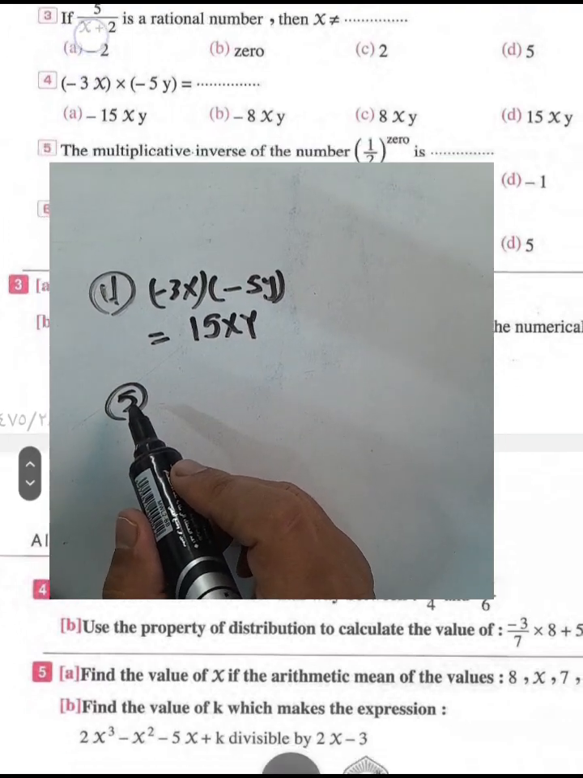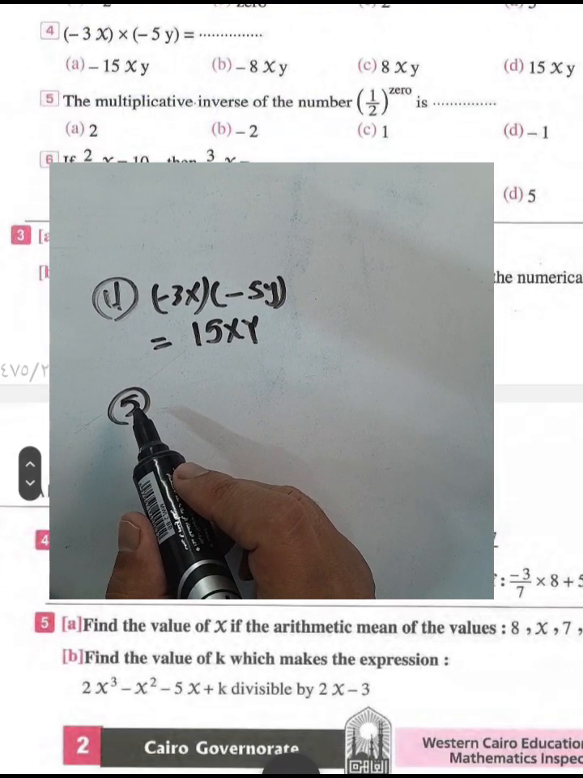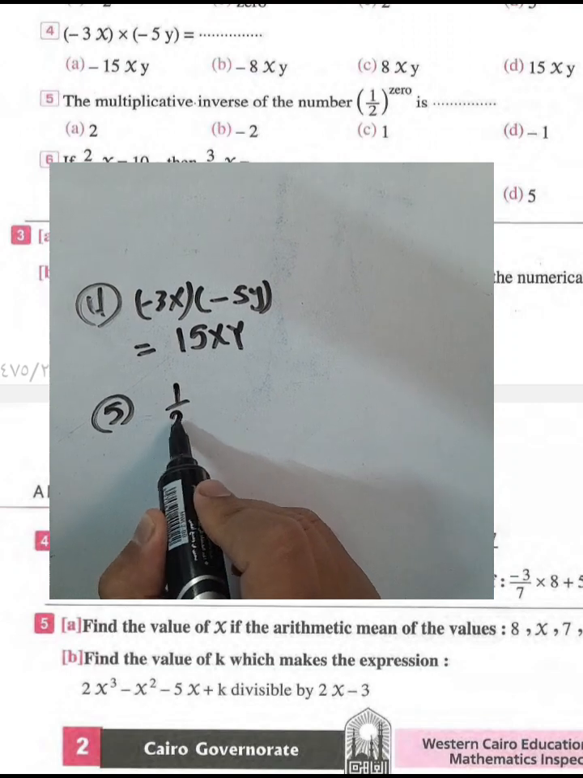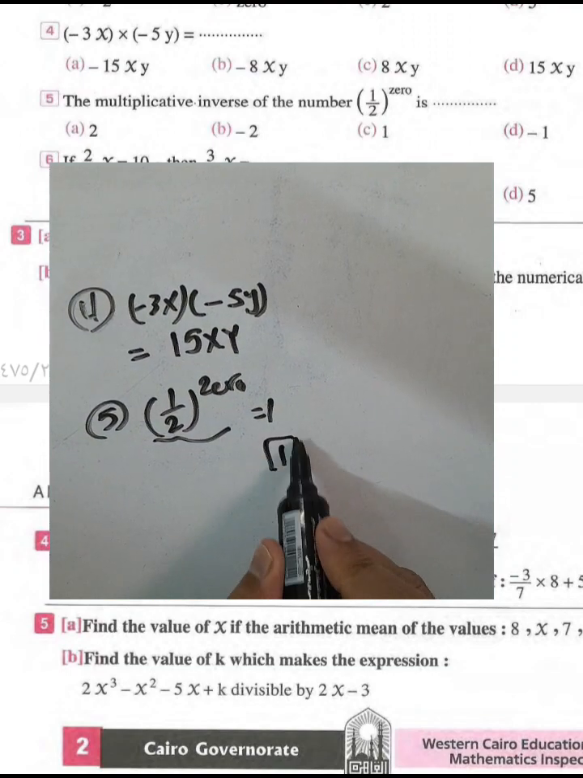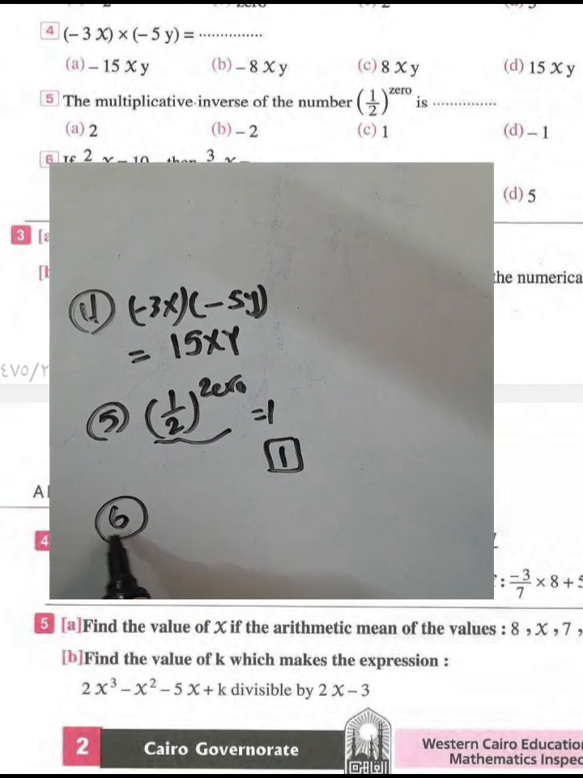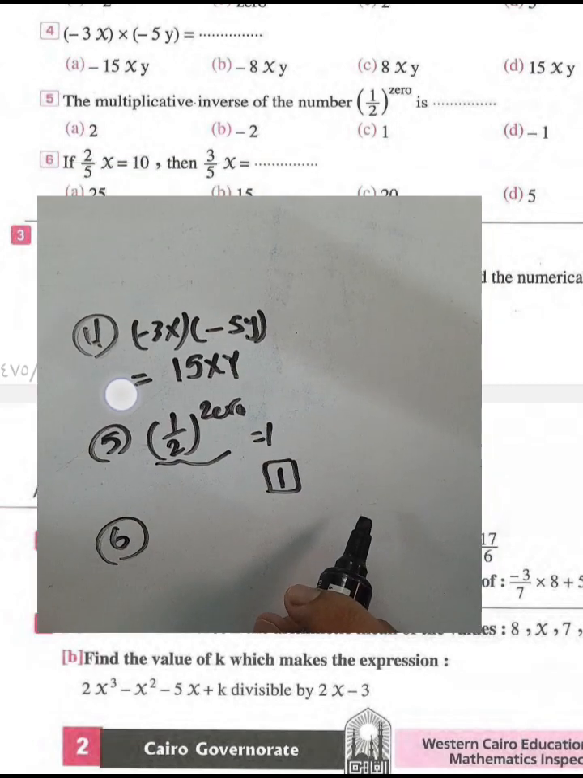Question number 5. The multiplicative inverse of the number half to the power 0. Any number to the power 0 equals 1. Then the multiplicative inverse will be 1. The multiplicative inverse is 1.